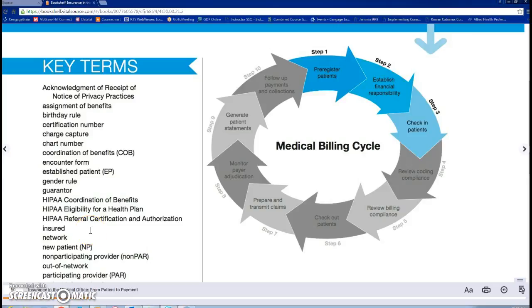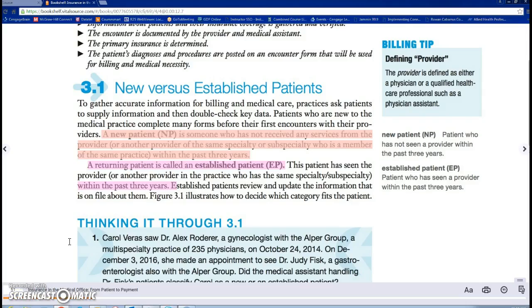Hello everybody. This week we are studying the check-in process of the medical billing cycle. The first thing we need to determine is whether or not the patient is a new or established patient. New patients are those that have not been seen in the practice at all, or at least in the past 3 years. And established patients are those that are ongoing and have been seen in the past 3 years.